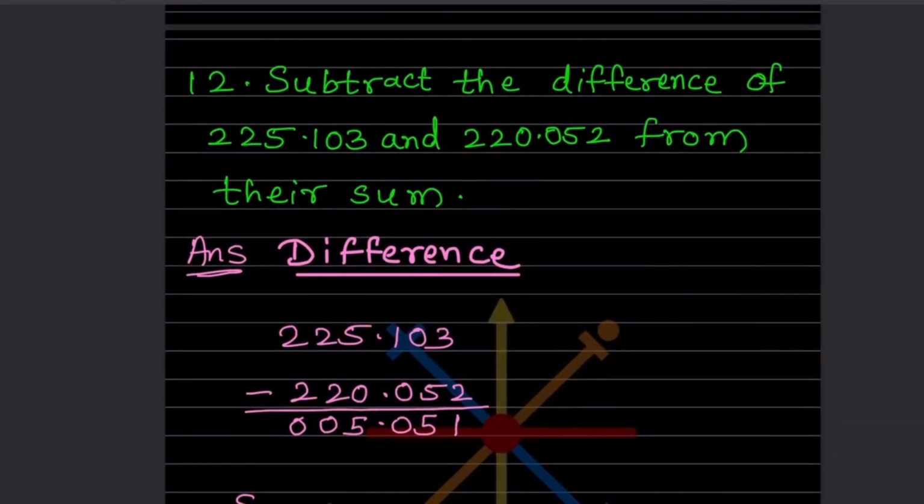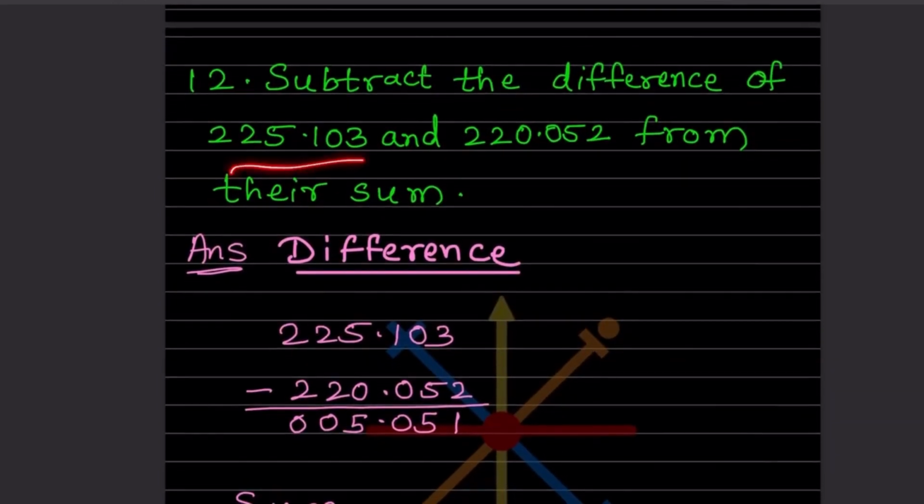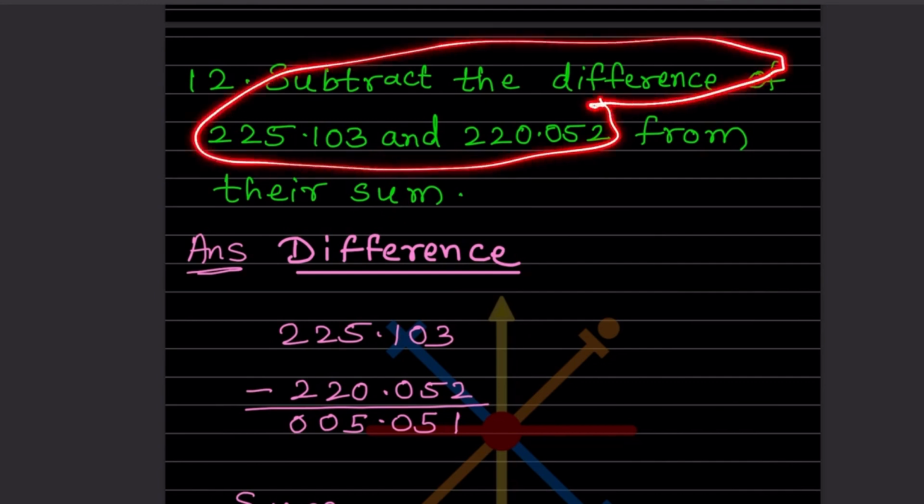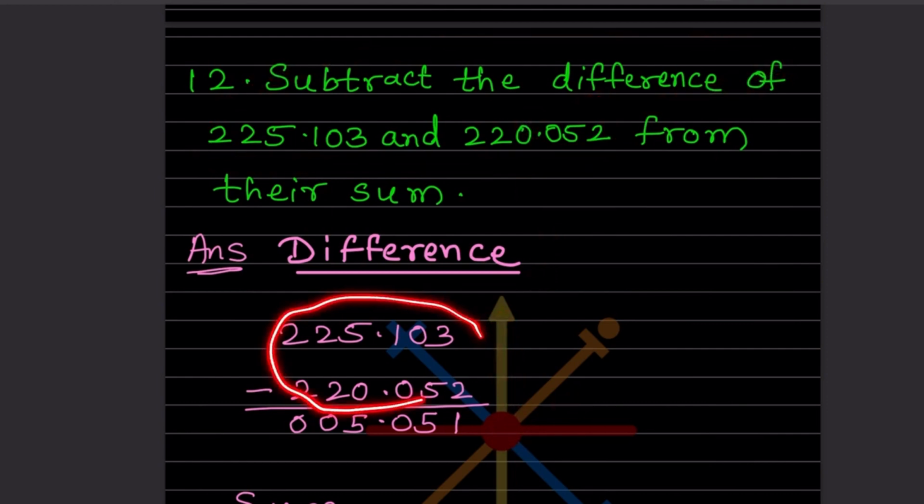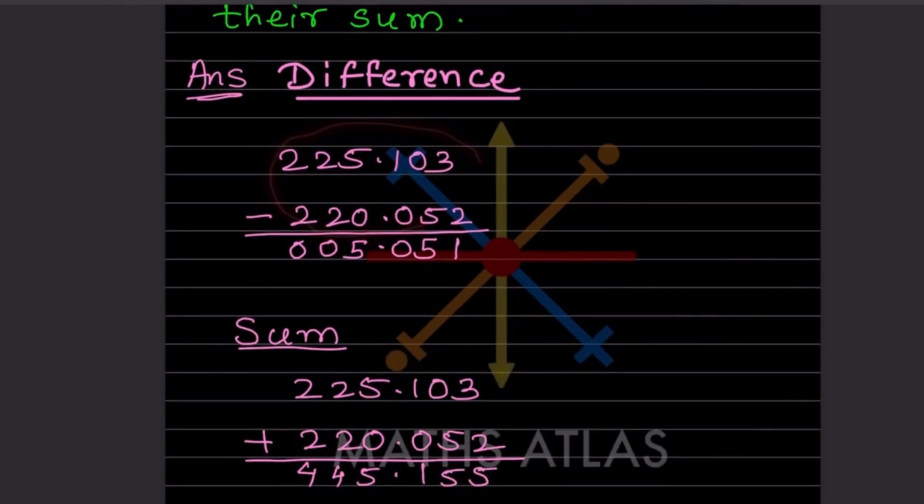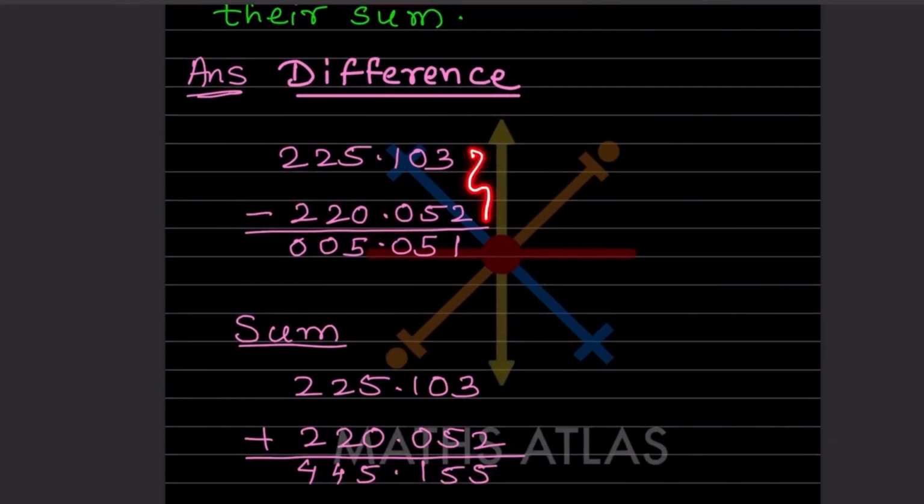Subtract the difference of this number, this and this, from their sum. So first what are you going to do? Difference of this. So we'll consider this part. So first let us take the difference of these two numbers. So after subtracting these two numbers, we got this one. From their sum. Sum means again these two numbers are there. These two numbers we will add. This we have subtracted, here we have added. So I wrote here sum, here I wrote difference. So when we add it, we get this answer.